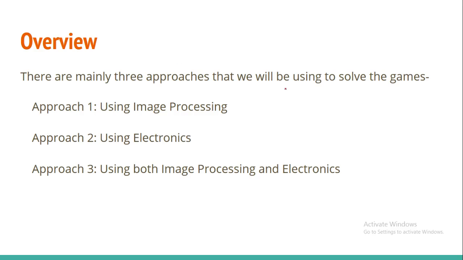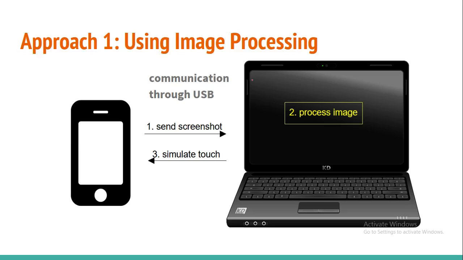There are mainly three approaches that we can use to solve games. These are the approaches we have explored. I am sure that there might be other more efficient approaches, but in this video I'm going to cover the approaches that we thought were easy to implement and very effective. One approach is using image processing, one approach is using electronics, and another approach is using image processing and electronics. Each approach has its own advantages and disadvantages, and I'm going to talk about them a little later. So let's jump right into approach 1.